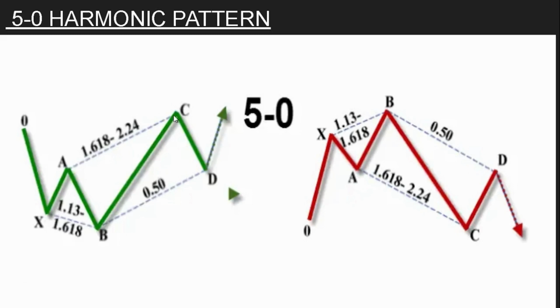And also, my CD here, which is this point D, should be 0.5 of the BC leg. D should be 0.5 of the BC leg. And finally, this AB should be equal to the CD leg. So these are the 5 conditions that must be met for the 5.0 harmonic pattern to be valid.